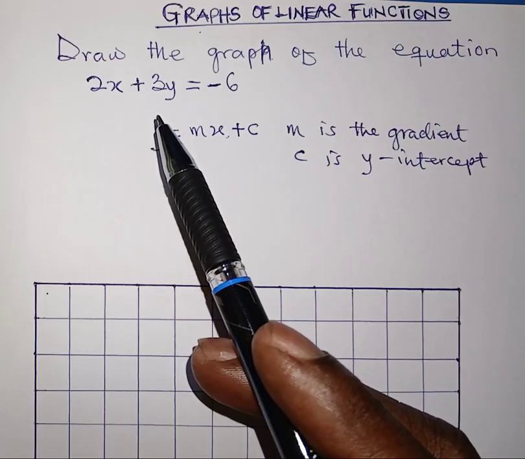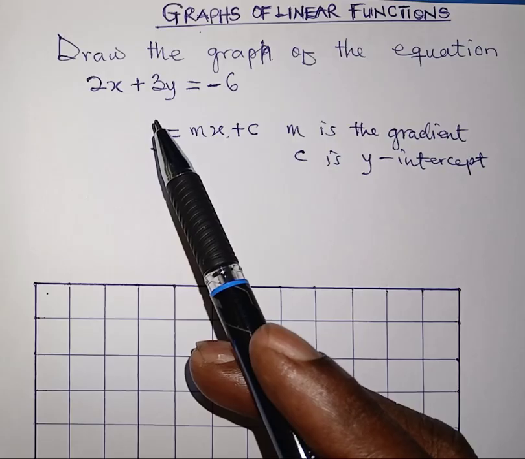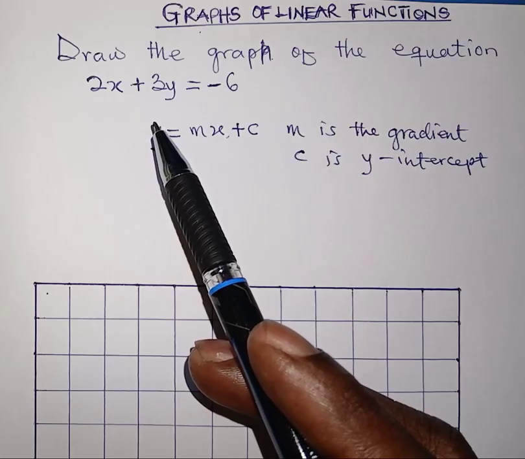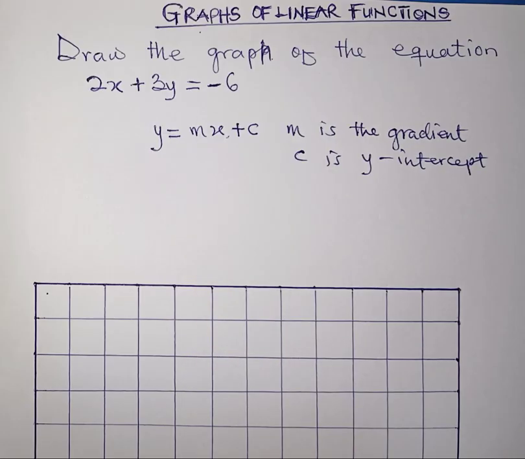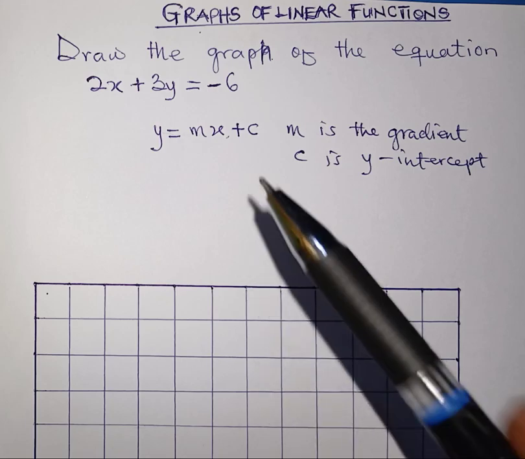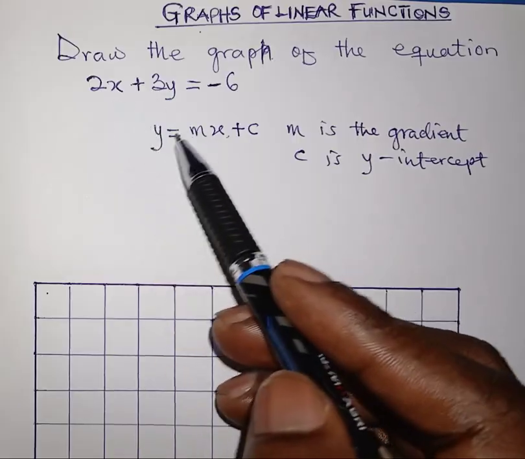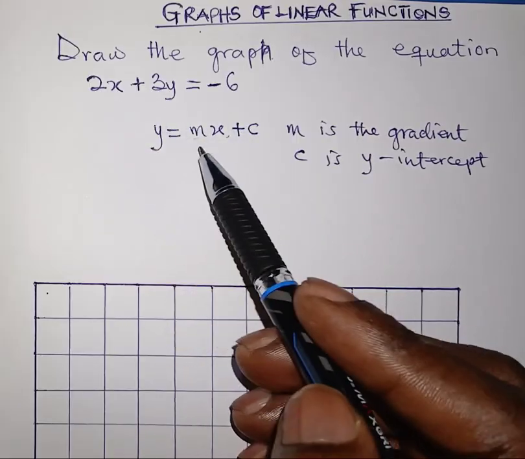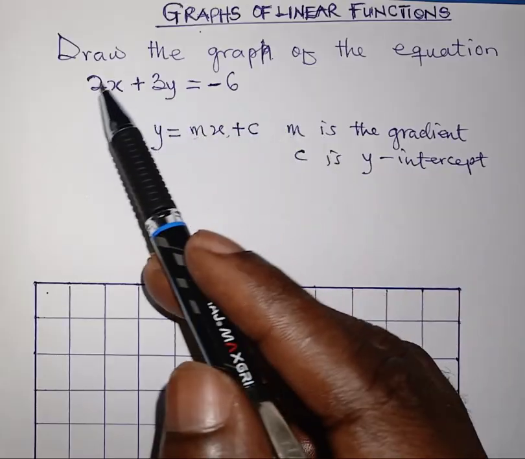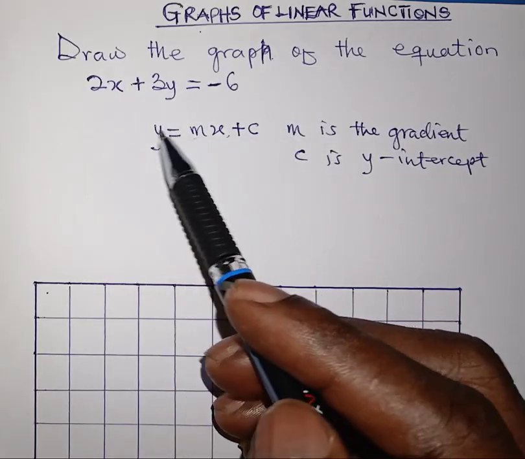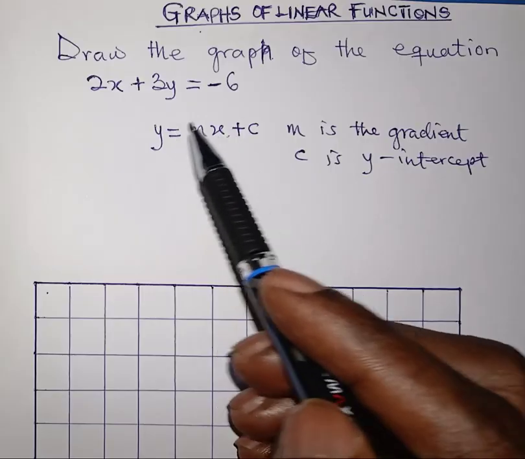In this question, we are to draw the graph of the equation 2x plus 3y is equal to -6. Whenever you are asked to draw the graph of an equation, first of all, you can test to see whether it is a linear graph. As I said, a linear graph is of this form, so you can make y the subject and test it. Once you get it in this form, then it is a linear graph. Looking at this example, you realize that if we make y the subject, it will be in this form.